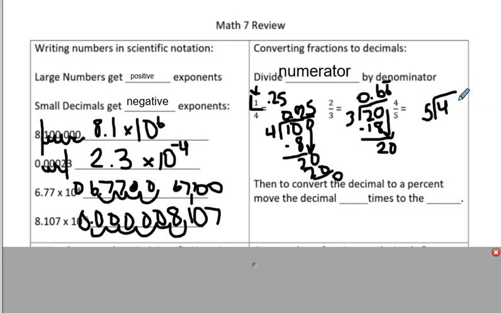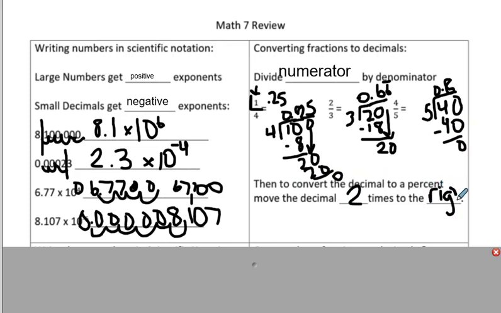So 5 can't go into 4. We add the 0. How many times can 5 go into 40? 5, 10, 15, 20, 25, 30, 35, 40. That is 8 times. 8 times 5 is 40. That was a nice and simple one. We subtract and we get a remainder of 0. Now, if we're converting the decimal to a percent, then we move the decimal 2 times to the right.